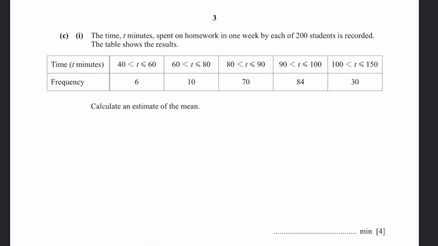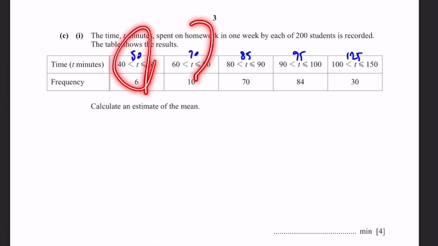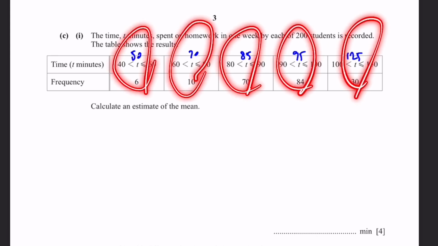Question 1c. The time, t minutes, spent on homework in 1 week by each of 200 students is recorded. The table shows the results, the time and the frequency over here. Calculate an estimate of the mean. So we'll take the middle of these: 50, 70, 85, 95, 125. These are all the midpoints of these 5 groups. Now there's 200 students. So that's the number of students. And the total value will be the sum of multiplying these two numbers.